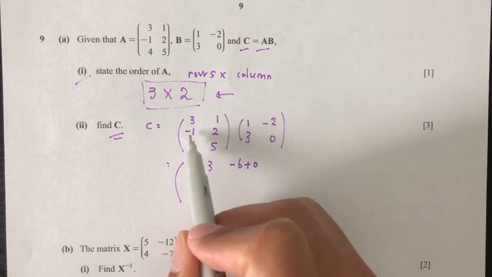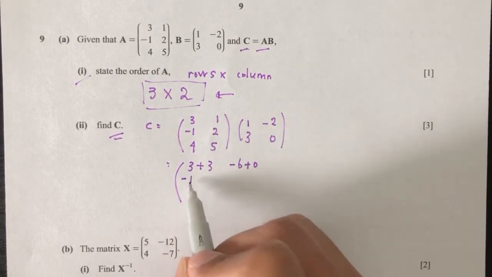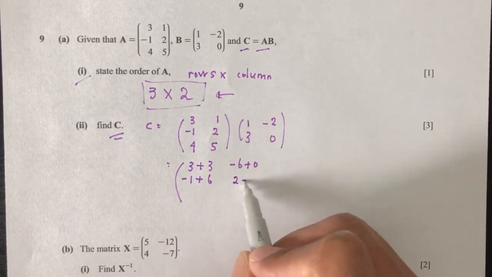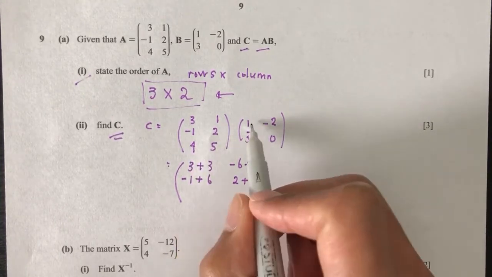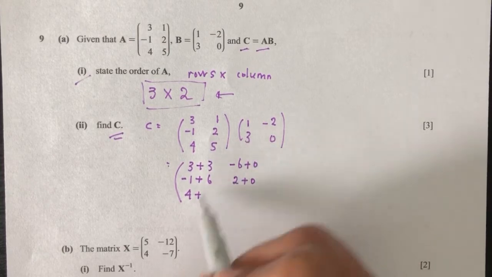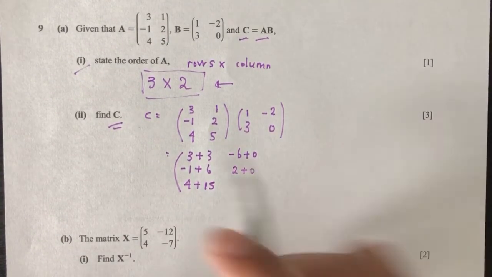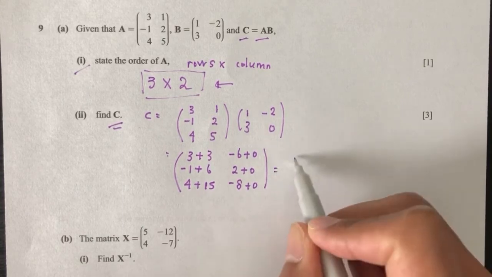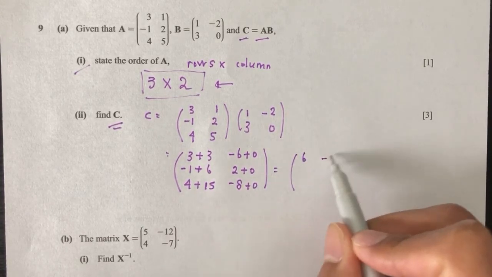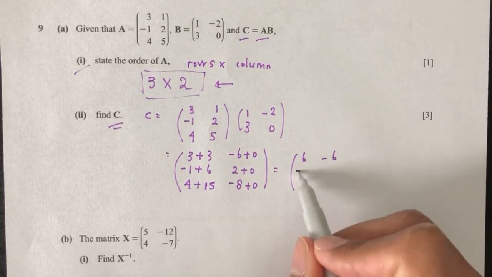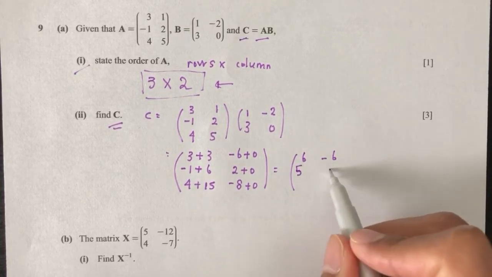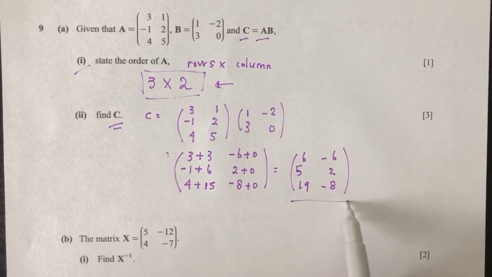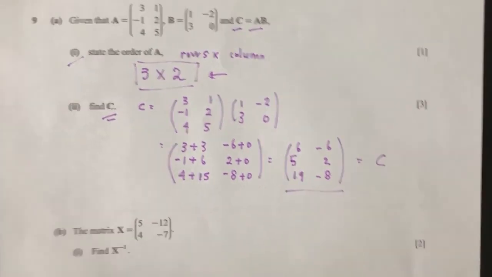And now second row, minus 1 times 1 will be minus 1 plus 6, 2 plus 0, and 4 will be 4 plus 15, and minus 8 plus 0. Simplify, we have 6, minus 6, we have plus 5, 2, 19, minus 8. So this is your C.